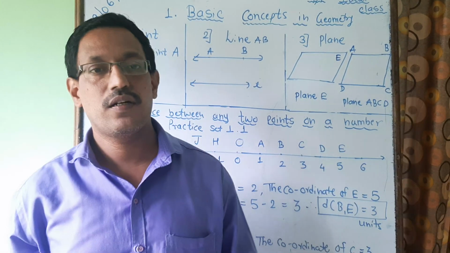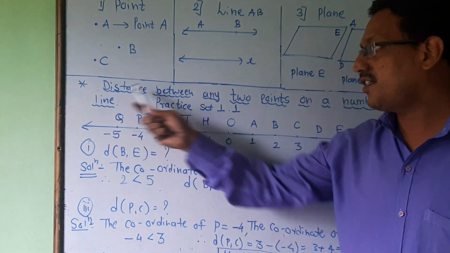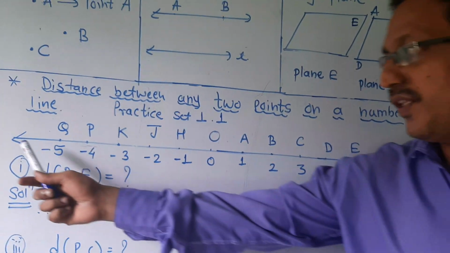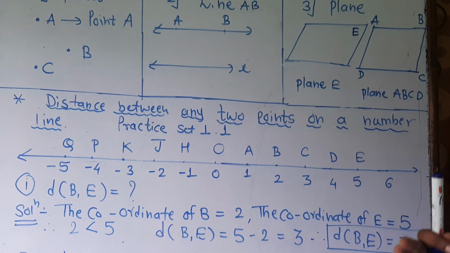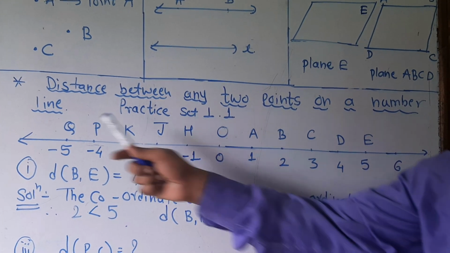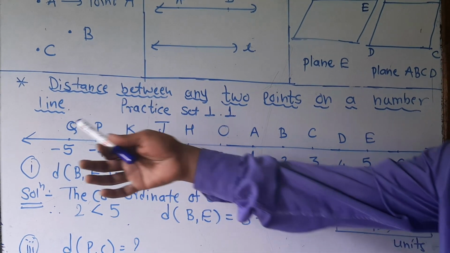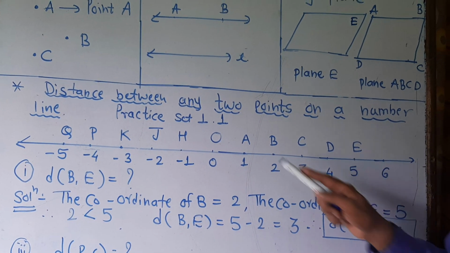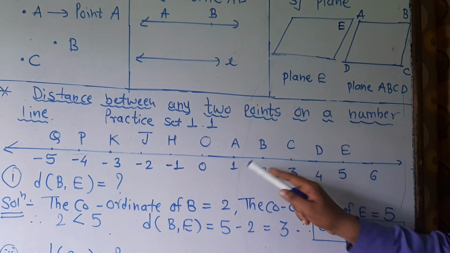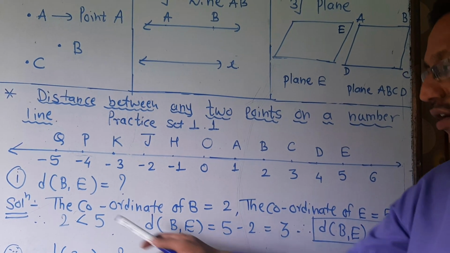Now we are moving directly towards the exercise. Before moving to the exercise, see the heading: distance between any 2 points on a number line. Students, what is this? This is the number line. You have already learned this in your lower standard. A line contains infinitely many points, and if I give numbers to that line, then this line is called a number line. For example, for point A I have given the number 1.